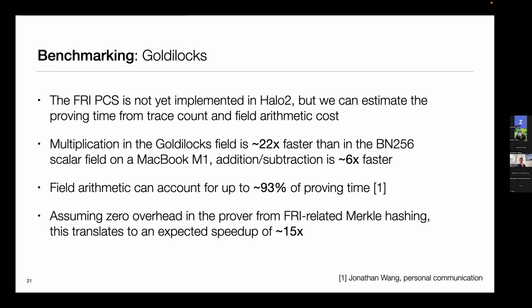And so if you break that down by the distribution of different operations done, like multiplications, addition, subtraction, working with these numbers you'd expect about a 15 times speed up, assuming there's no overhead from the Merkle hashing that you now have to do in the FRI PCS for the prover.